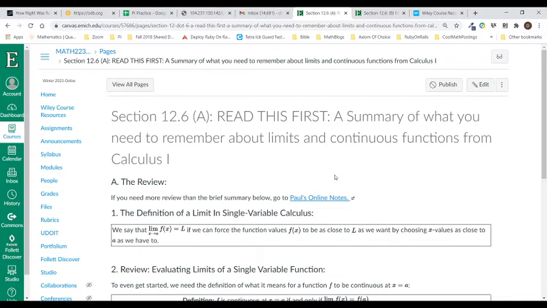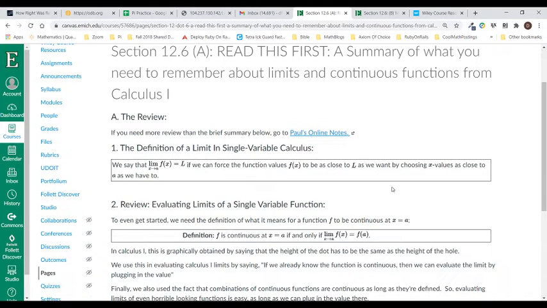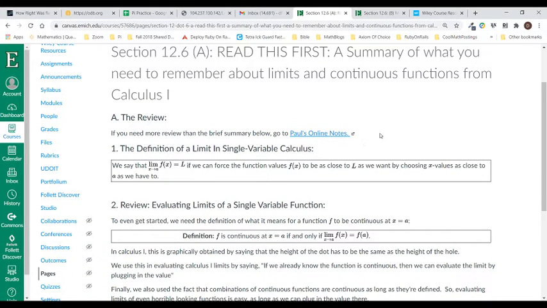In order to start talking about limits and continuous functions in Calc 3, we need to at least briefly recap what we did in Calc 1. If you need more than the little recap we're going to do below, I would go to Paul's online notes. This particular link, I think, takes you to the limit page, and you're going to see there are many sections, probably hundreds of problems, many worked out if you need more than just a little teeny review.